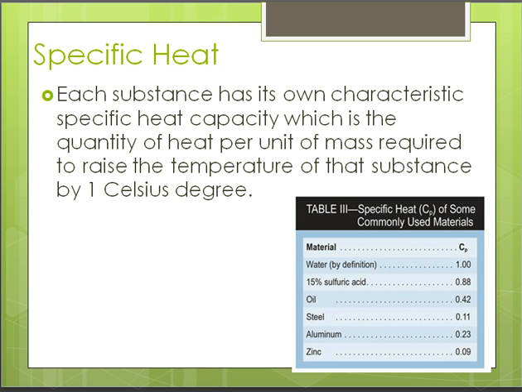That's why it's called specific, and each substance has its own specific heat, which is the quantity of heat per unit of mass required to raise the temperature of that substance by 1 degree Celsius. So think about what I was just saying about taking 1 gram of water and heating it up 1 degree Celsius. If that's water, that specific heat is 1.0. If it's a different substance, say oil or steel or aluminum, it's going to take more energy or less energy to heat it up 1 degree Celsius, and whatever that magic number is, that's its specific heat. So each item has a specific heat that we can calculate.